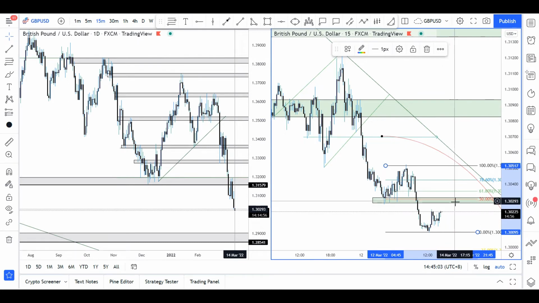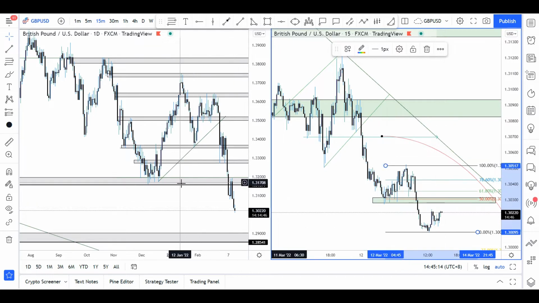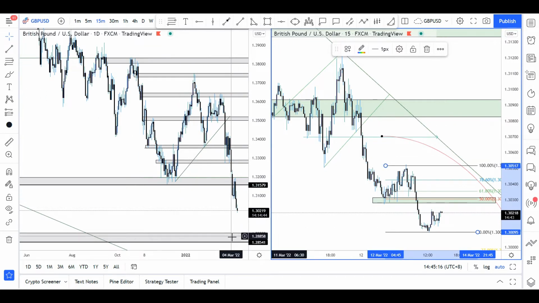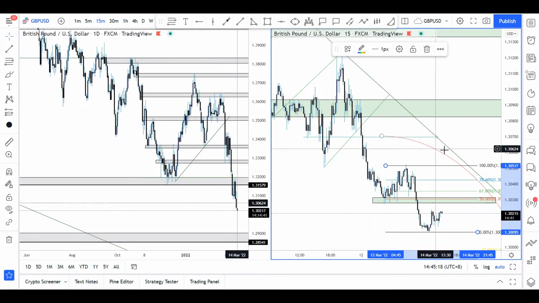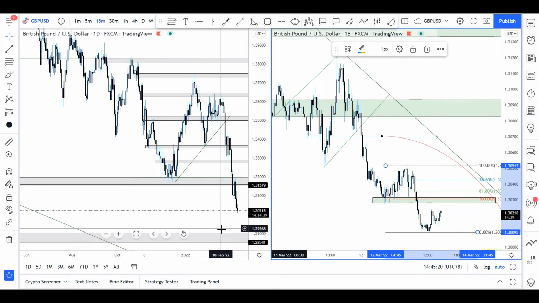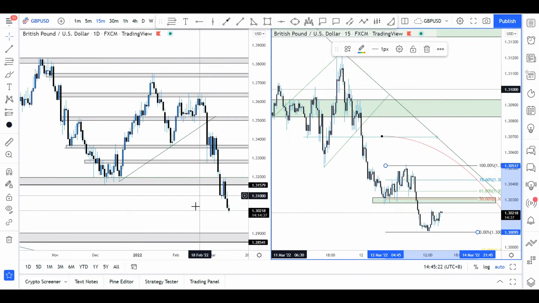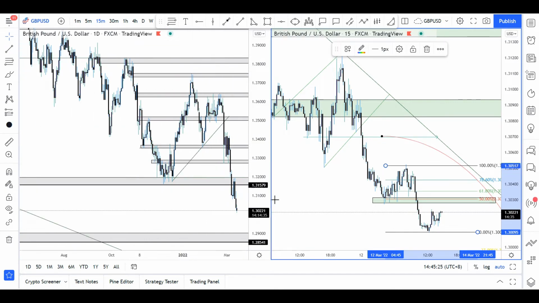resistance right here. So I'm anticipating a sell around this region during the London session, and I'll be looking for rejection patterns. After that, I'll go in for a sell. I'm pretty bearish for the week. I see price hitting all the way to the 1.2880 region, a touch of 1.29 this week. All right, so let's see how it plays out.